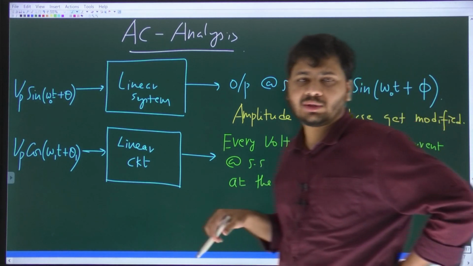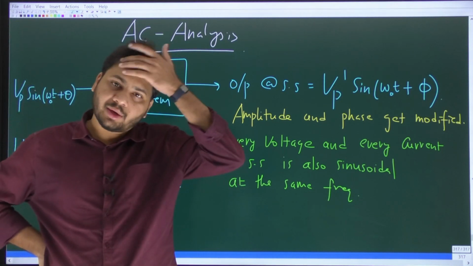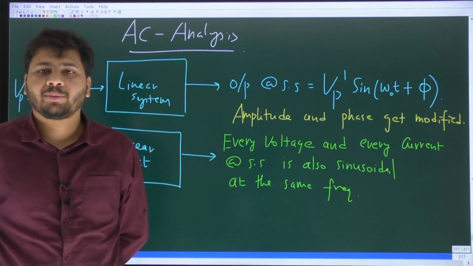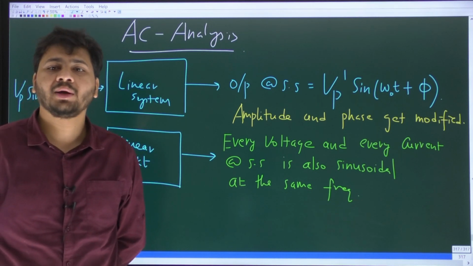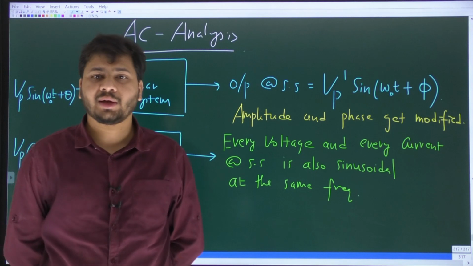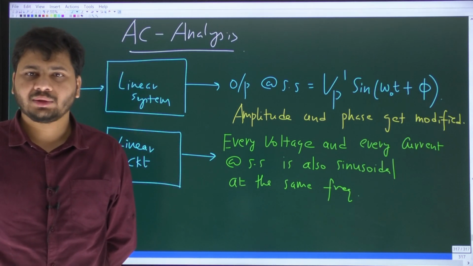Then this is going to be valid. At steady state, every voltage and every current will also be sinusoidal at the same frequency. What will get modified? Amplitude and phase angle will get modified. I hope this part is clear.